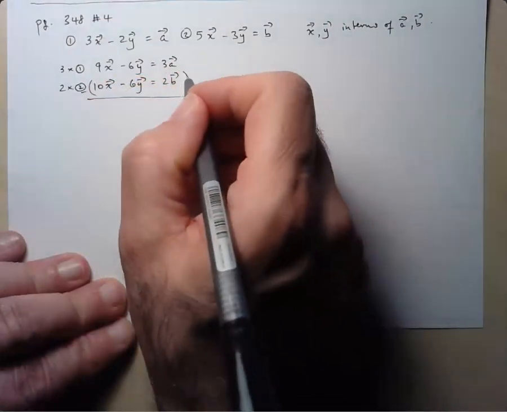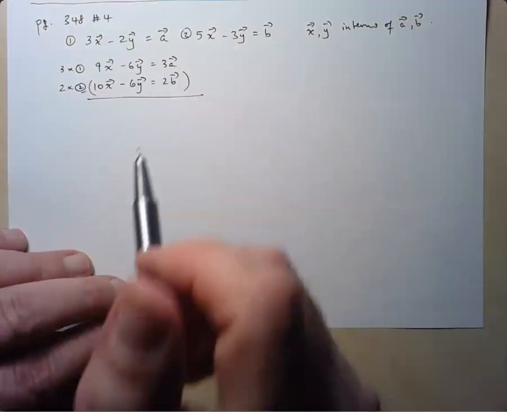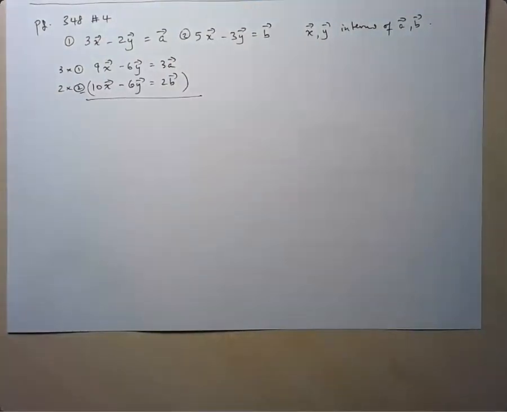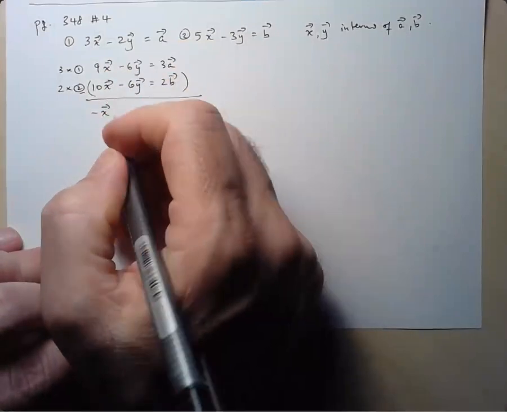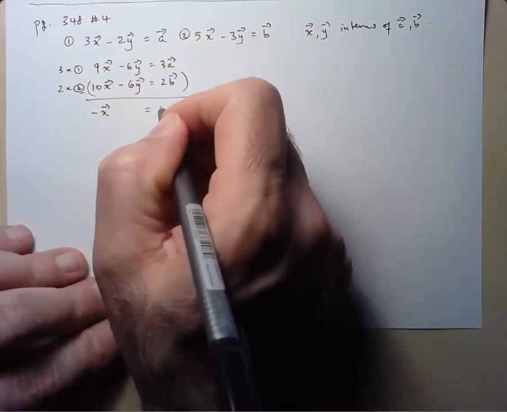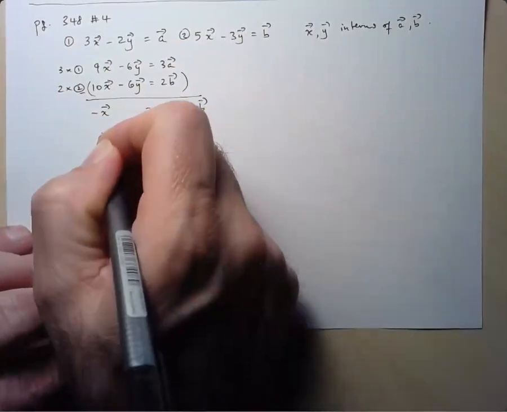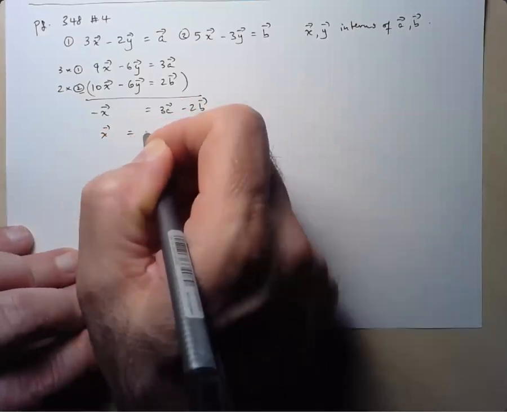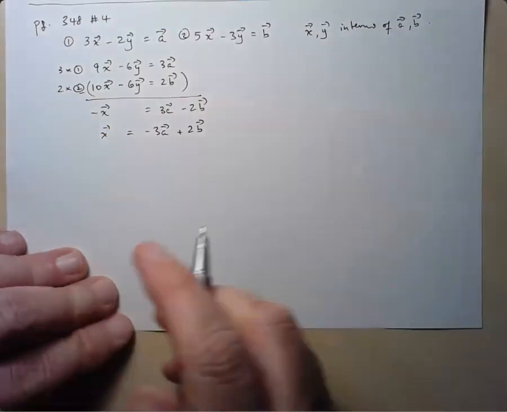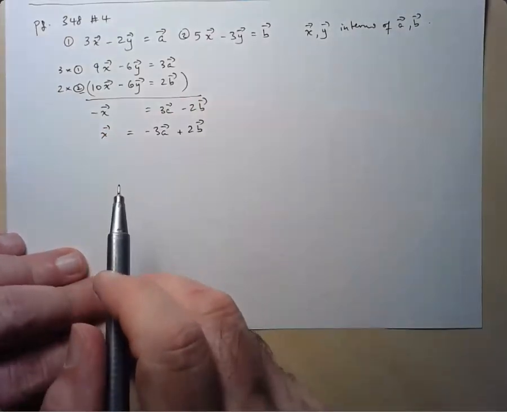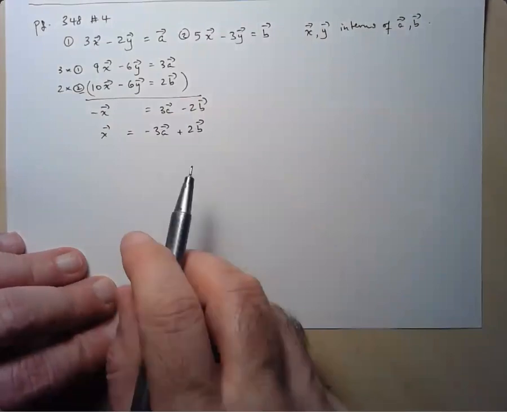I'm going to subtract them, because I know that negative 6y plus 6y is going to give me the 0 vector. And here 9 minus 10 is going to give me negative x, which is equal to 3a minus 2b. And so x is going to be equal to negative 3a plus 2b. Okay, and there you go. I've written x as a linear combination of a and b.